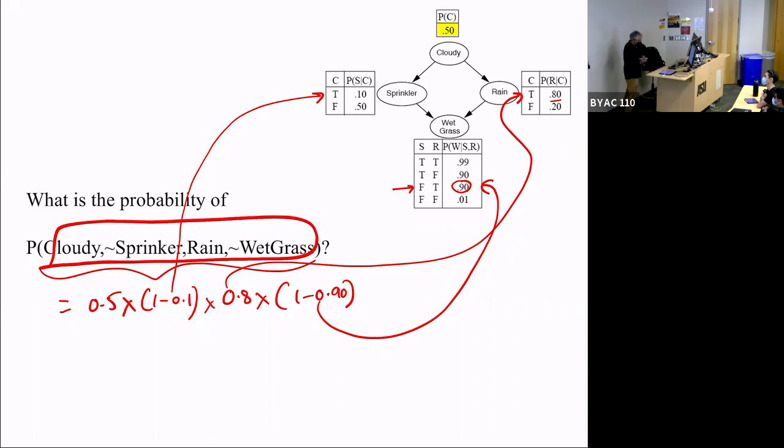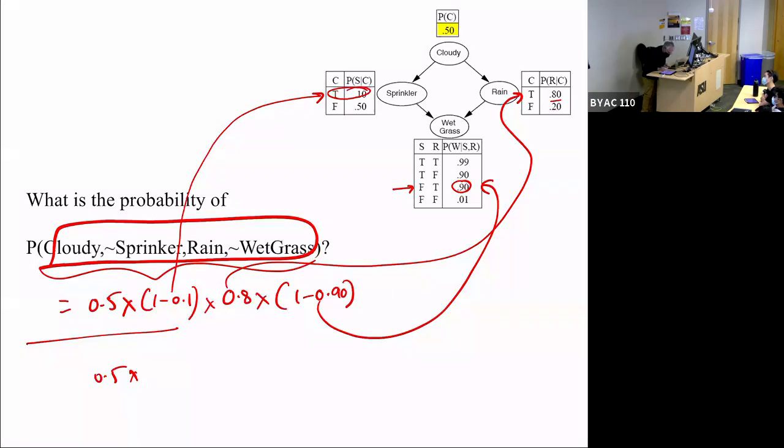Okay, I'm just going to double check. The way cloudy, not sprinkler, rain, not wet grass occurs is that I start in the topological order. Cloudy is true, so that means it's 0.5. I'm just writing whatever is here. And then sprinkler has to be false given cloudy is true. Cloudy is true is this row. And if cloudy is true, sprinkler true is 0.10.